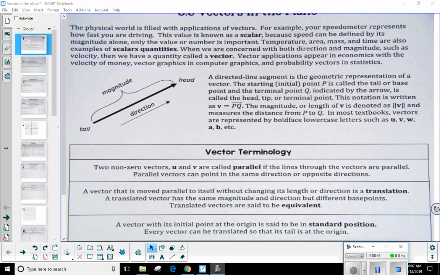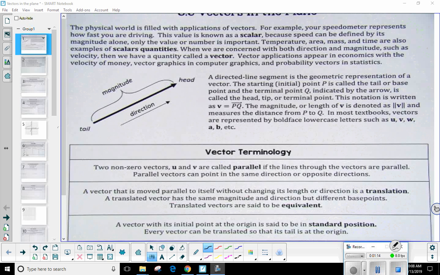Okay, then we are going to talk about some vectors. All right, well, the physical world is filled with applications of vectors. For example, the speedometer represents how fast you're driving. This value is known as a scalar because speed can be defined by its magnitude alone. Only the value or number is important. So we're talking about things that are measurable. Other items such as temperature, area, mass, time, are also examples of scalar quantities.